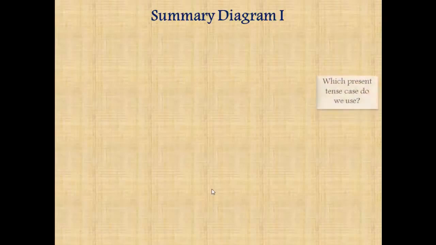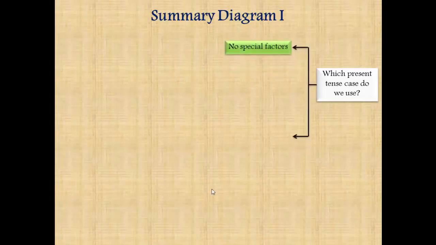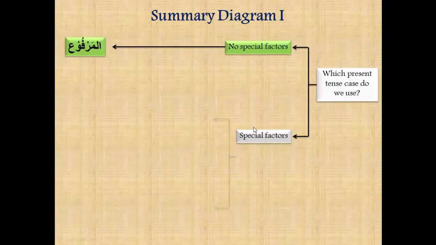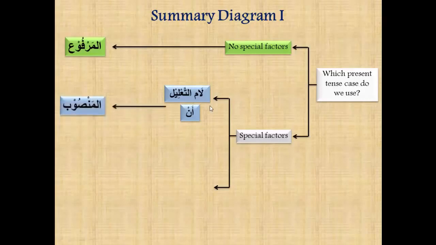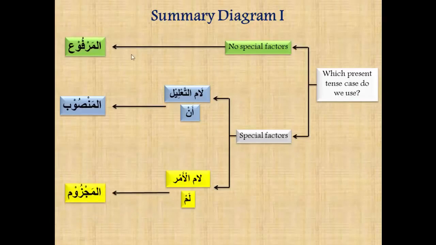So diagram number one, we're trying to answer the question, which present tense case do we use? Do we use the marfu', the mansub, or the majzum? So this depends. We have the presence of special factors or the absence of special factors. If we don't have any special factors present, the default case always is the marfu'. If we do have special factors present, we must look at the factor and decide what is it. So if it's lam ta'alil or an or any nawasib, then we have to use the mansub. If the special factor is a jawazim, such as lam or lam al-amr, then we have to use the majzum. Very, very simple flowchart. This allows us to figure out exactly which case ending to use.